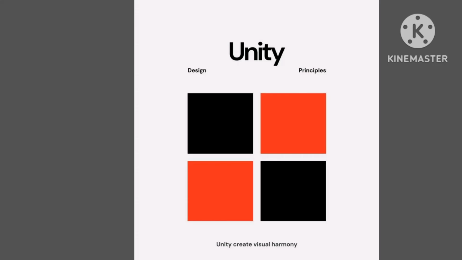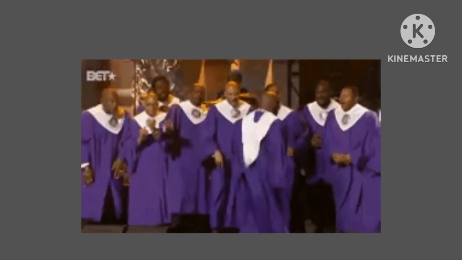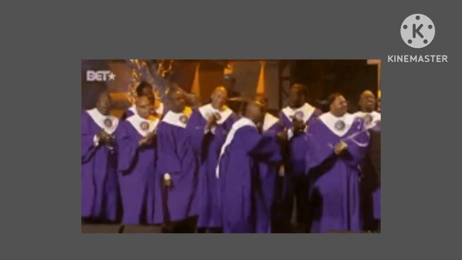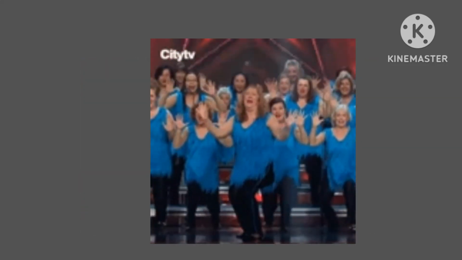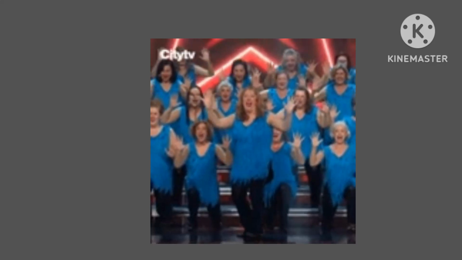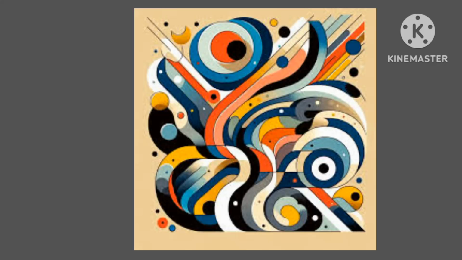So the next one is unity. Unity is about making all parts of your design work together. It's like a choir. If everyone sings in harmony, the result is beautiful. If not, it's chaos. So use consistent color, font, and style to create unity in your design.